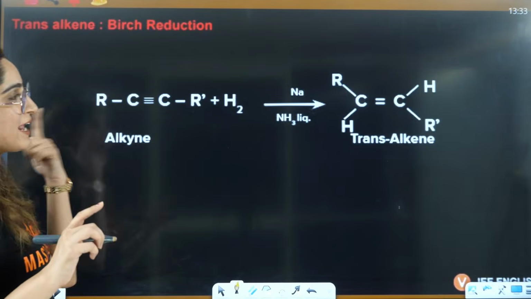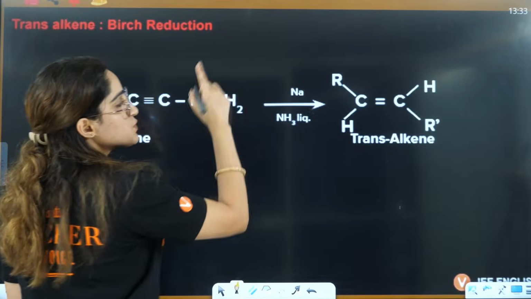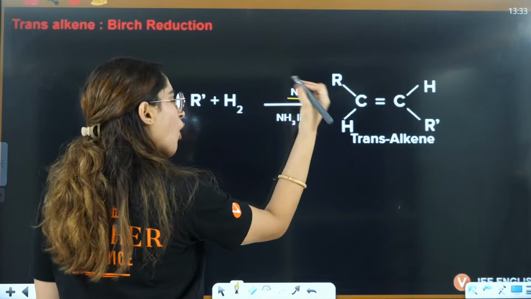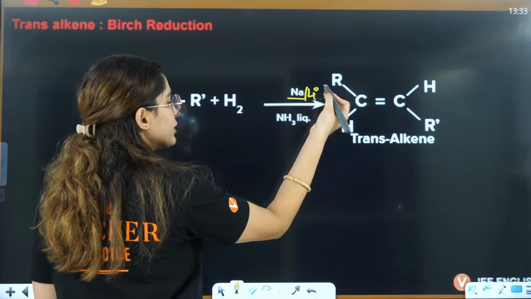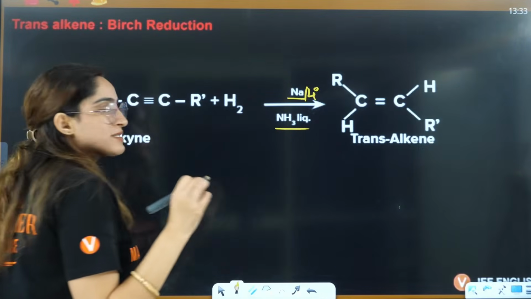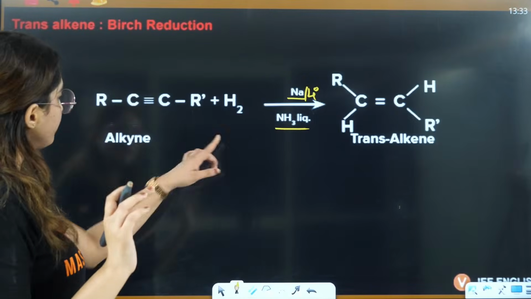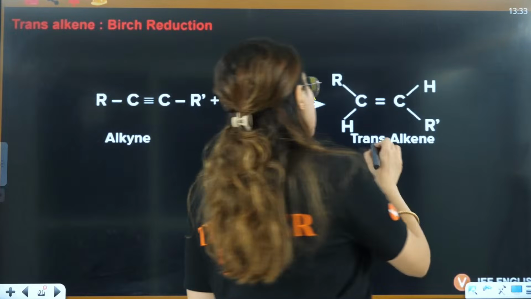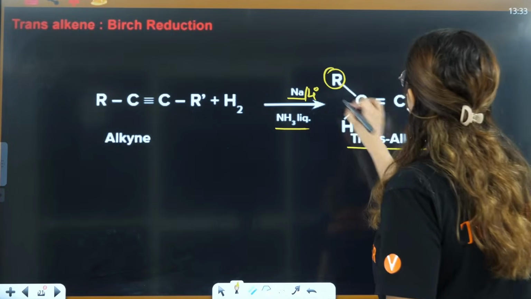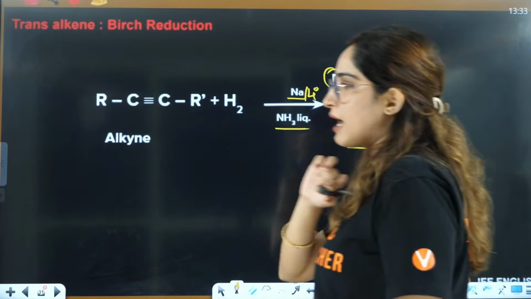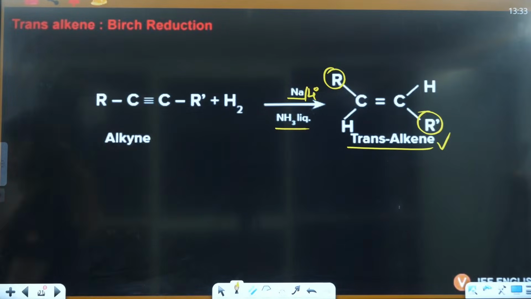But if you have alkyne and you add, this is Birch reduction, when you add sodium or lithium, lithium also can be written here, in presence of liquid ammonia, you will have the formation of trans alkene, right? You will have the formation of trans alkene. This is a very important reaction.